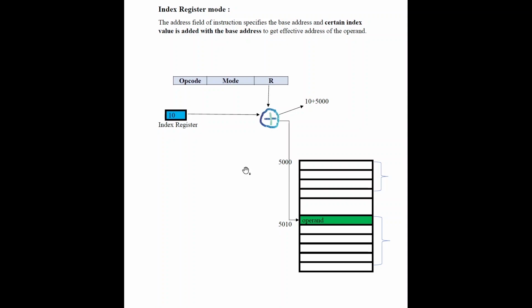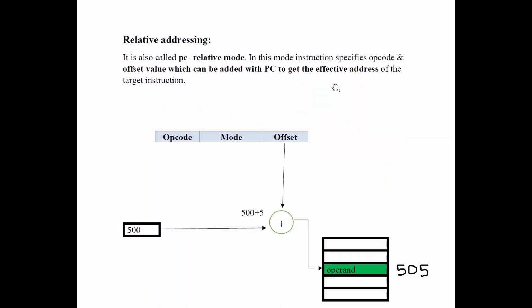Both base register mode and index register mode actually work similarly, but the address part of the base register mode contains the offset value, whereas the address field of the index register mode contains the base address.